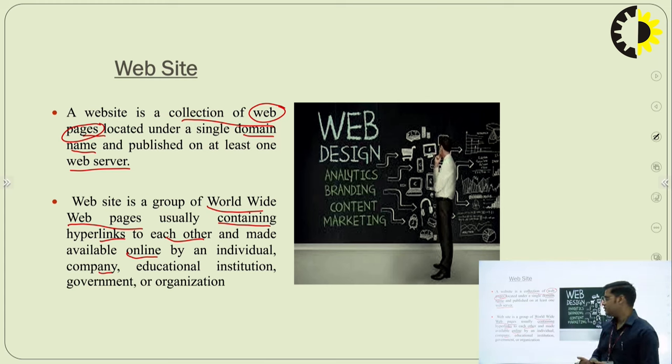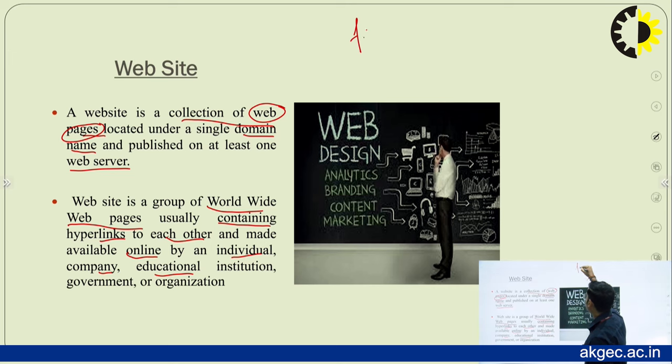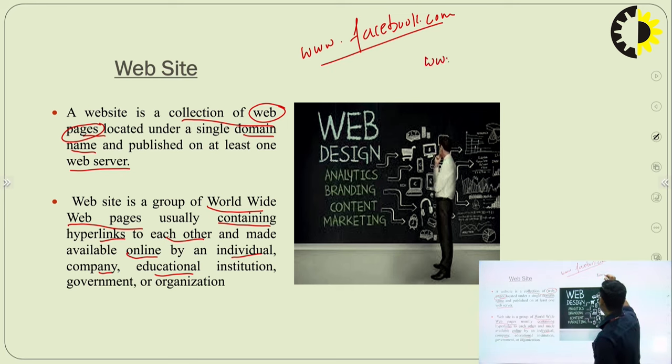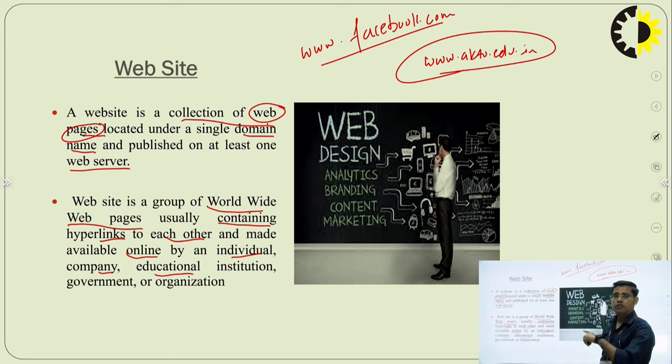Because there are different types of websites. The purpose of a website may be for an individual, for a company, for educational institutions, government or an organization. For example, www.facebook.com belongs to the social side. Similarly, www.aktu.edu.in is a website belonging to the educational purpose. Similarly, for government purposes, there are different government websites. So when we design a website, firstly we have to identify how to create the website and for what purpose that particular website is being made.